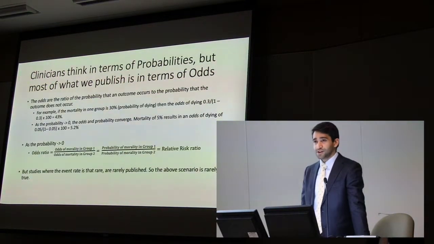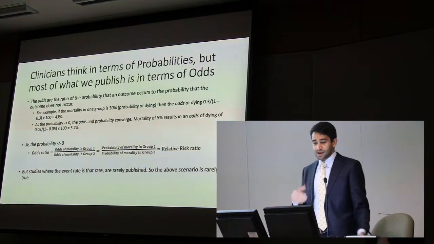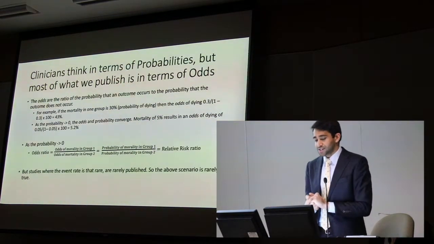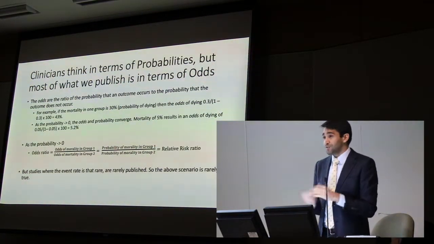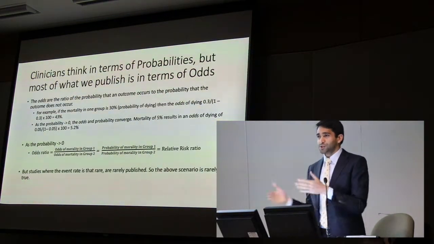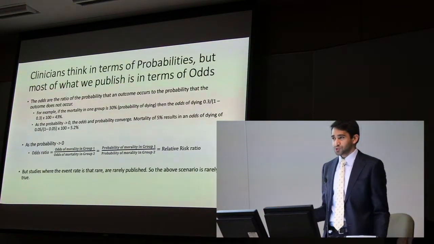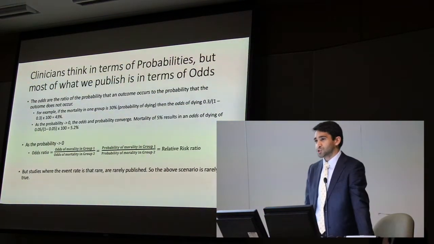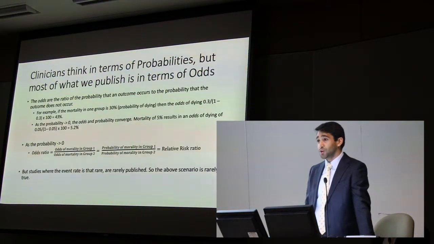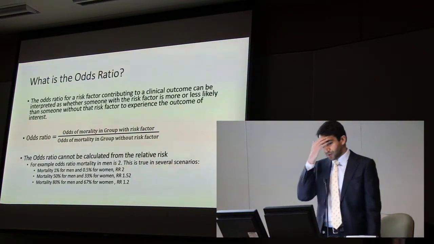As the probability approaches 0, your odds approaches your probability. So if the mortality were 5% instead of 30%, the odds is 5.2%. So for rare events, the odds ratio approaches the relative risk ratio. The problem is, in the literature that we publish, rare events don't commonly get published, right? Because it's hard to study them. And the only way we really study them is case control studies. So what is the odds ratio?